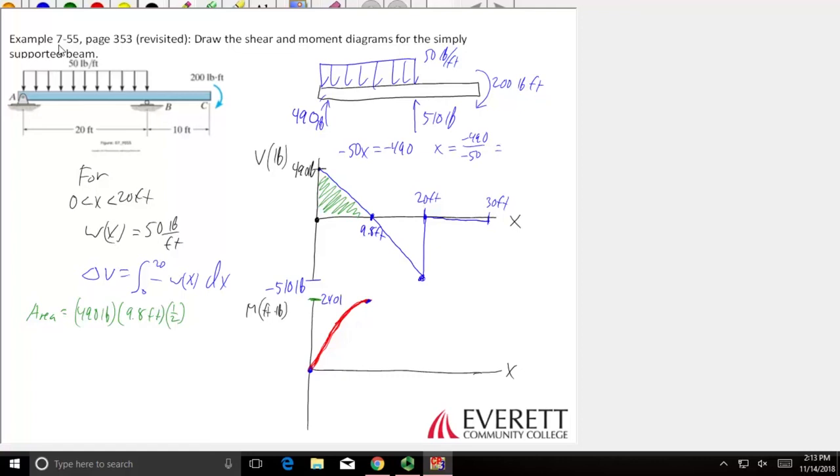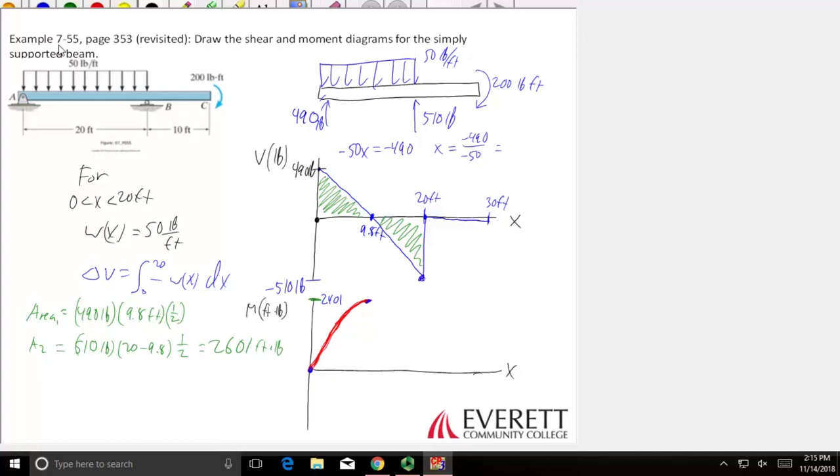Then I'm going to figure out what this is, the second green area. I'll call this area 1, call this area 2. It is going to be equal to 510 is the height, the distance is going to be 20 minus 9.8, and I need that 1/2 because it's a triangle. Okay, so that is equal to 2601 foot-pounds. What that means is between 9.8 and 20, the change in moment is 2601 foot-pounds.